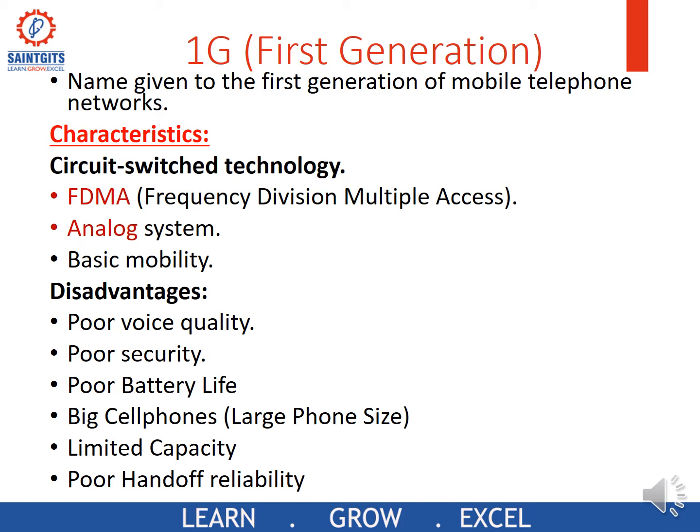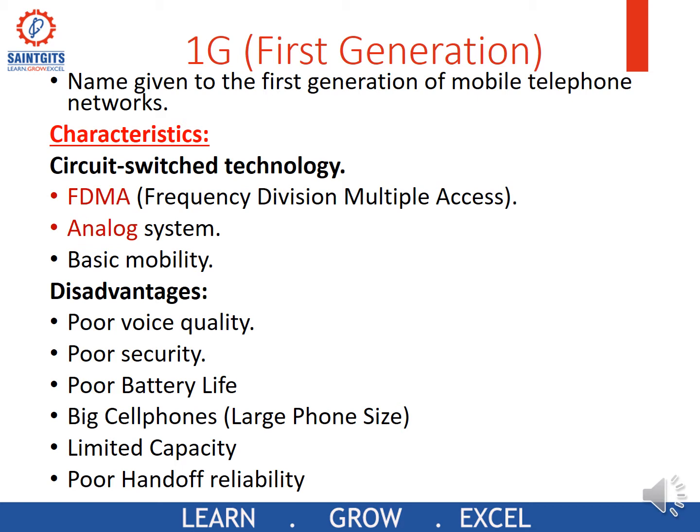The main features of 1G networks are: it supports FDMA, frequency division multiple access. Second, it is fully an analog system. The final thing is it supports basic mobility.